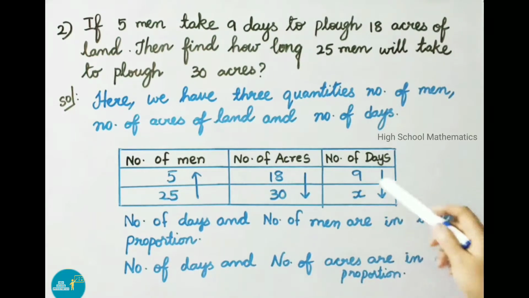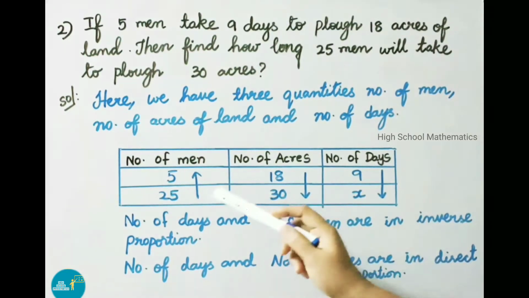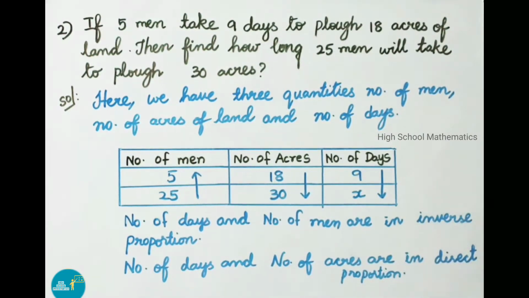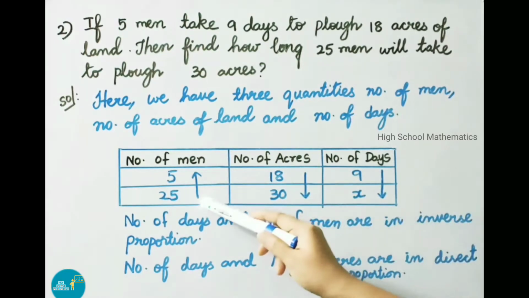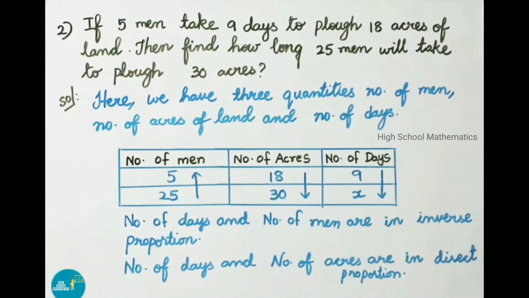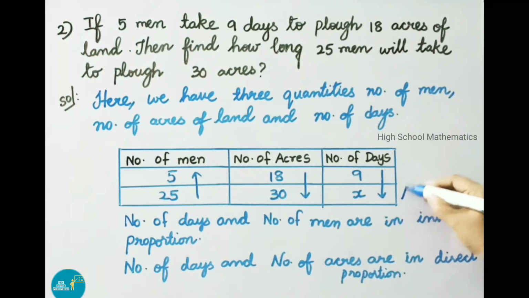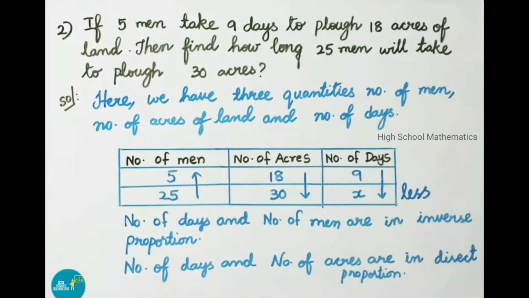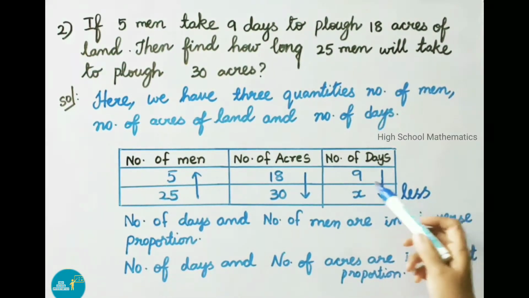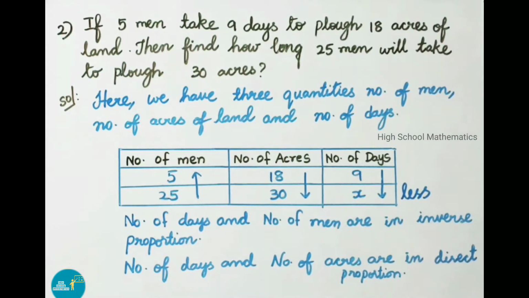Let us compare number of days and number of men. 5 men completed the work in 9 days. 25 men will take fewer days to complete the same work. See here, fewer men, more days; more men, fewer days they are going to take. So, both are in inverse proportion. Therefore, number of days and number of men are in inverse proportion.